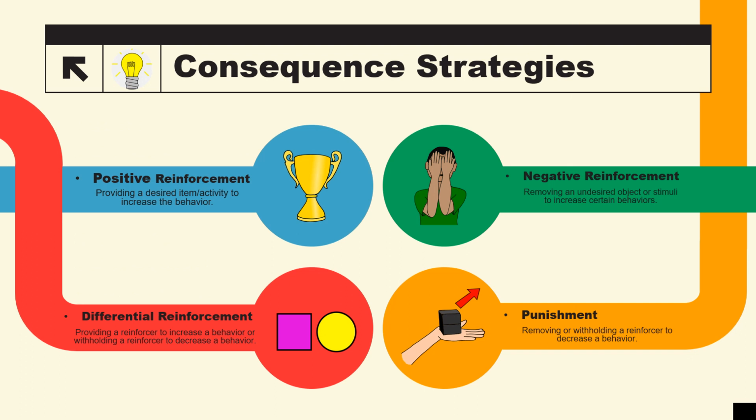There are four types of consequences that we provide. Positive reinforcement is when a desired reinforcer is provided to increase a behavior. Negative reinforcement happens when an undesired object or stimuli is removed to increase a behavior. Differential reinforcement encompasses a variety of behavior modification techniques that involve either providing or withholding a reinforcer to increase or decrease a behavior. Finally, punishment is removing or withholding a reinforcer to decrease a behavior.